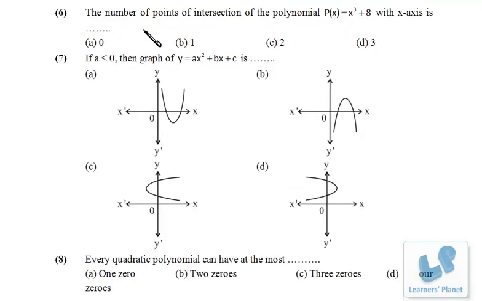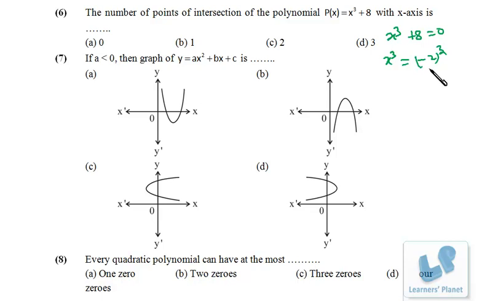Now the next question is the number of points of intersection of the polynomial x cube plus 8 with the x-axis. Now friends, it's a cubic equation, so at most it will have 3 points of intersection. So what I do is I equate it to 0. So x cube plus 8 equal to 0. That means x cube is equal to (minus 2) whole cube. That means all the three values of x will be the same over here, that is minus 2, minus 2, minus 2.